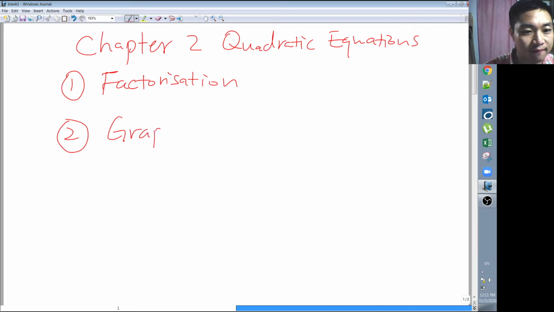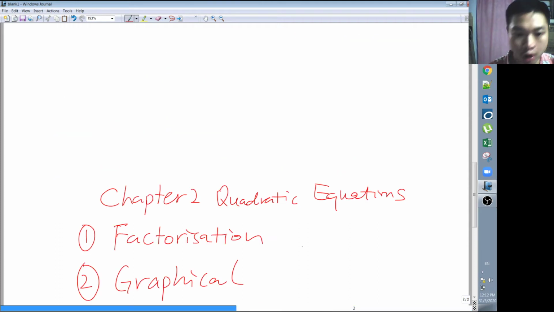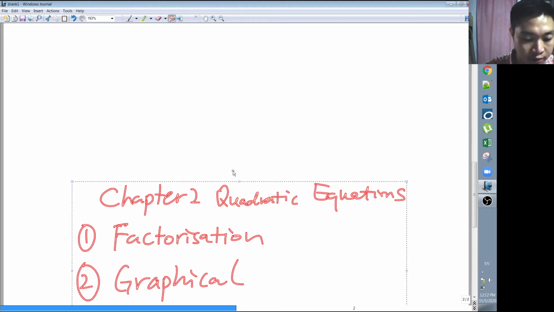the graphical method. I hope you still remember these two methods. And the third method is completing square. Today I'm going to talk about this third method, completing square, to solve our quadratic equations. So without further ado, let me continue to talk about the third method, completing square.